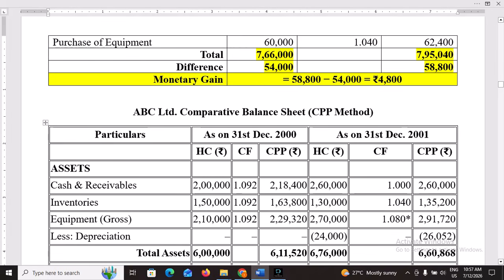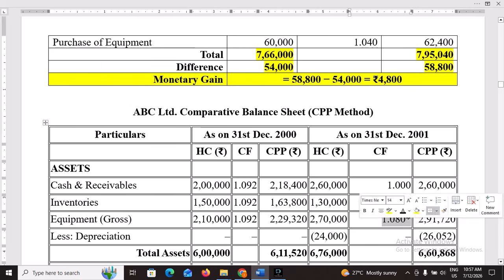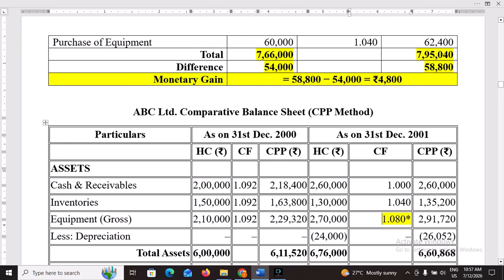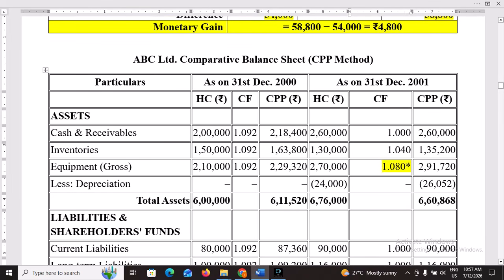So equipment HC is 2,70,000, but the closing CPP value is 2,91,720. 2,91,720 divided by 2,70,000, so the conversion factor is 1.080. You have to calculate this, that is why there is a star mark here.